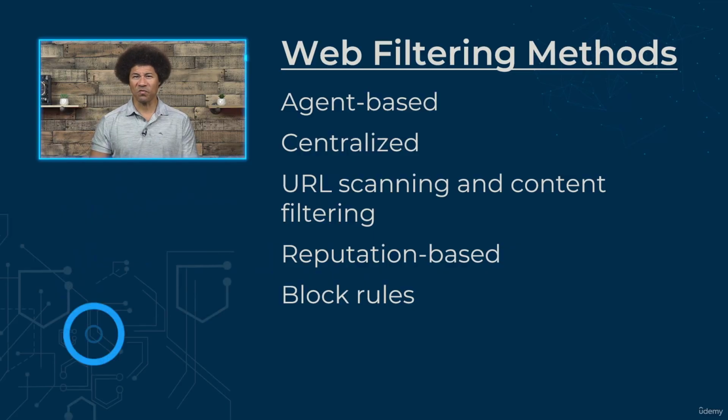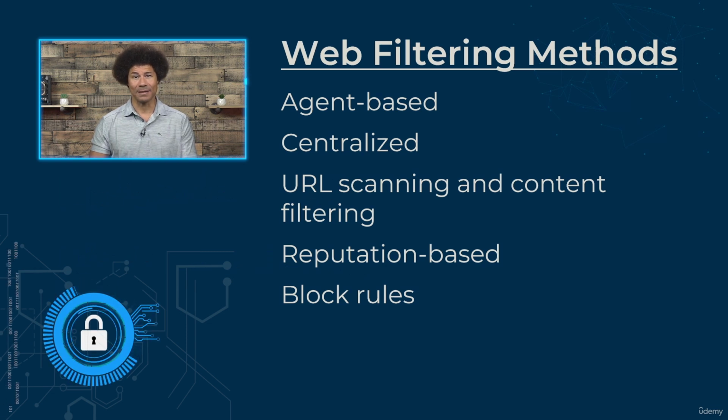We're going to review the following web filtering methods: agent-based, when you actually have something installed on a system and running as an agent. Something's going to be more centralized, that everyone on the network may actually go through. URL scanning and content filtering, making sure that what the website says is there really is. And then reputation-based, making sure that how the website's being purported by other organizations is something that you're ingesting and using. And then finally, block rules.